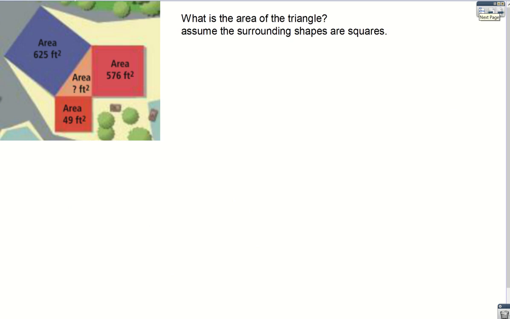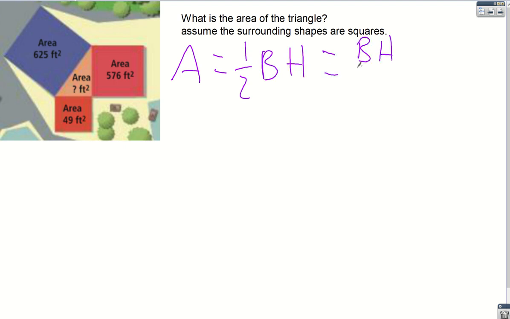So there's two types of word problems that they might ask you with this, and it's given these three shapes, tell me what the area of a triangle is. So let's stop and be smart. Let's first ask, what's the area of a triangle? Area of a triangle is 1/2 base times height. Some teachers write it base times height divided by 2. So let's figure out what our base is. Our base is this triangle piece right here.